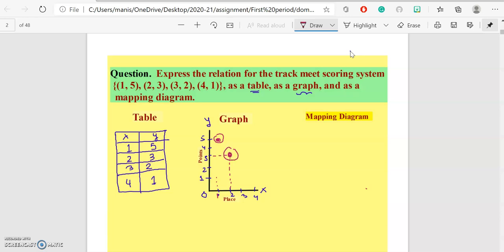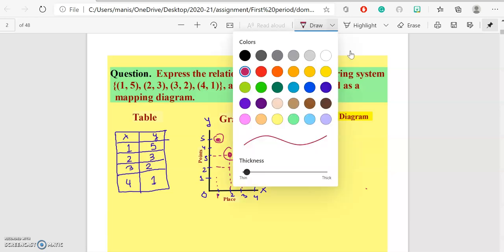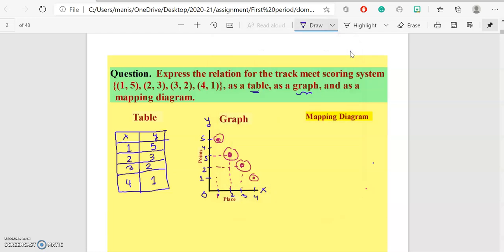When the value of x is 3, what is y? Y is 2. So this is my point over here. And when the value of x is 4, y is what? Y is 1. So in a real world situation, this will be a straight line, and I can draw a line connecting all of these dots. Now we are done with the graph also.